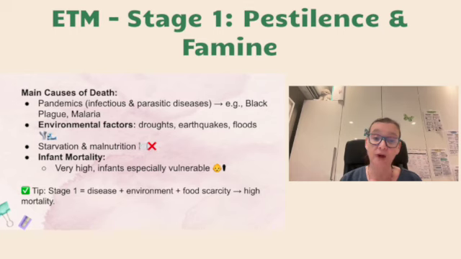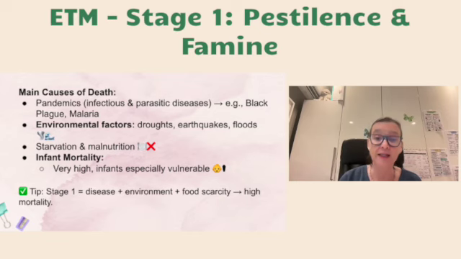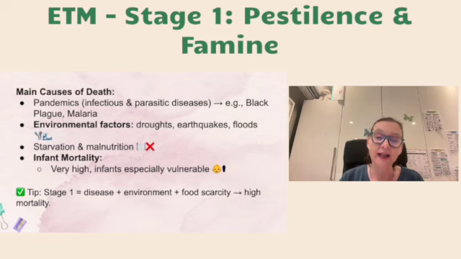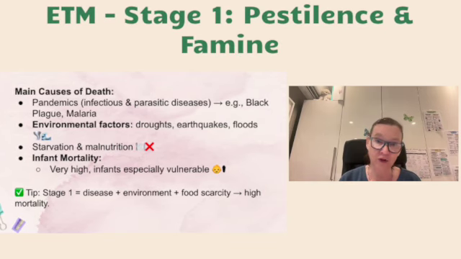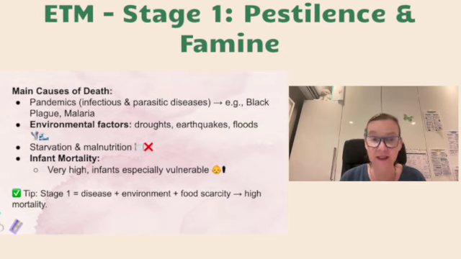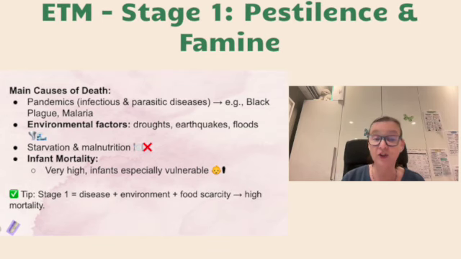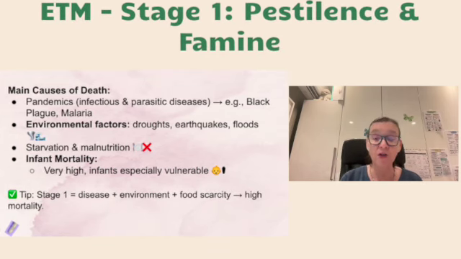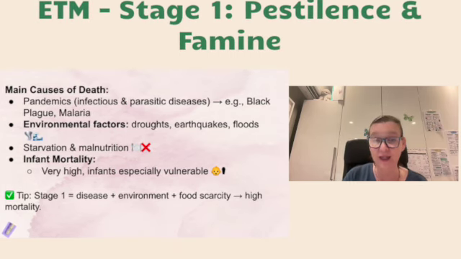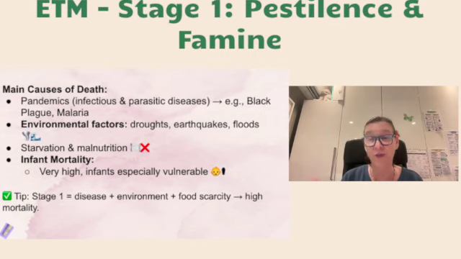Environmental disasters also played a huge role. Events like droughts, floods, or earthquakes could destroy crops or contaminate water supplies, leaving people without clean water or food. That led to famine, starvation, and malnutrition, which weakened immune systems and made people even more likely to die from disease. Infant mortality was extremely high because babies and young children were especially vulnerable to poor living conditions and lack of medical care. The stage reflects pre-industrial societies, before modern medicine, sanitation, or reliable food production.